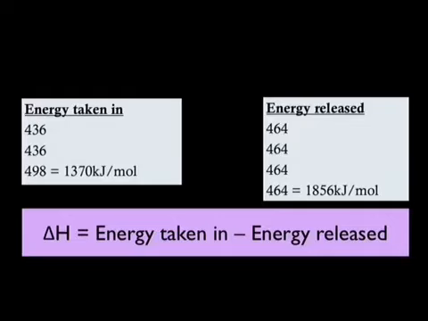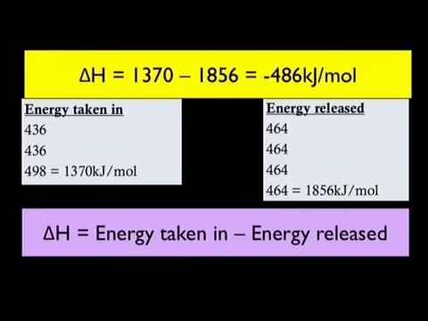Delta H, our change in enthalpy or our change in energy, is equal to the energy taken in during a reaction minus the energy released in the reaction. So for our reaction for making water, we will do 1,370 kilojoules per mole, take away 1,856 kilojoules per mole. This gives us a value of minus 486 kilojoules per mole.